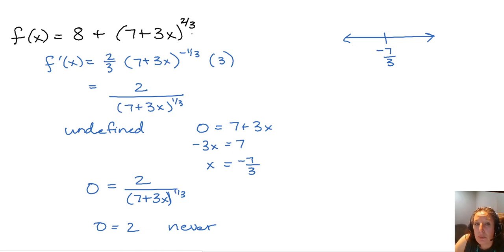Now we do want to make sure that negative 7/3 is part of our domain. And it is. We can plug in negative 7/3. That's going to give us 0 in the parentheses of our original function. And 0 to the 2/3 is equal to 0, and our function is equal to 8. So we'll actually use that in just a minute.